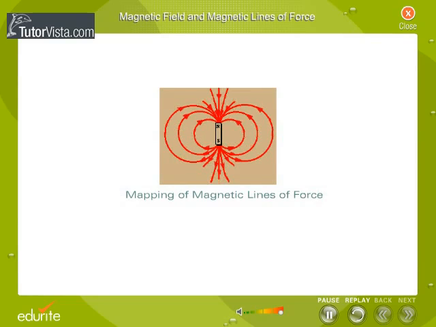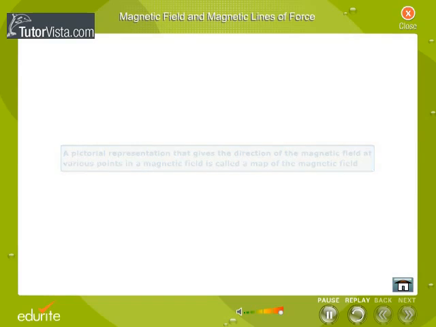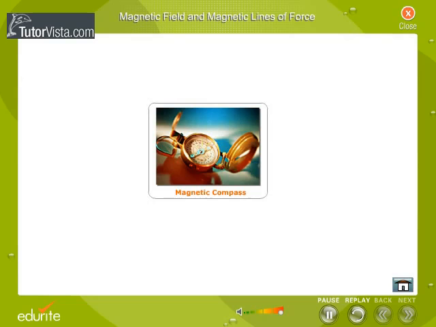Mapping of magnetic lines of force. A pictorial representation that gives the direction of the magnetic field at various points in a magnetic field is called a map of the magnetic field. Let us now map the magnetic field by using a compass. A compass is a small magnetic needle pivoted at its center and enclosed in a brass case with a glass top.